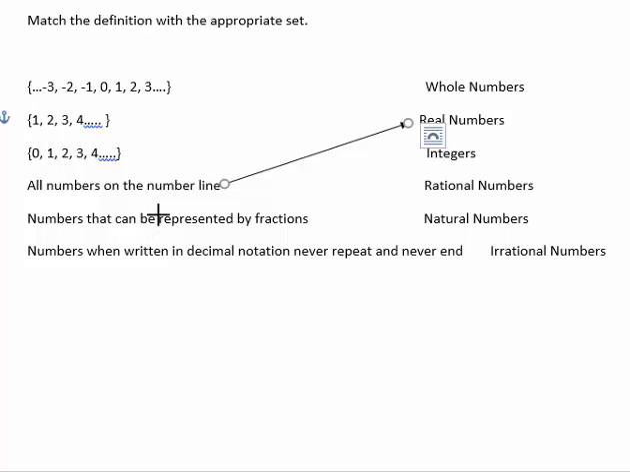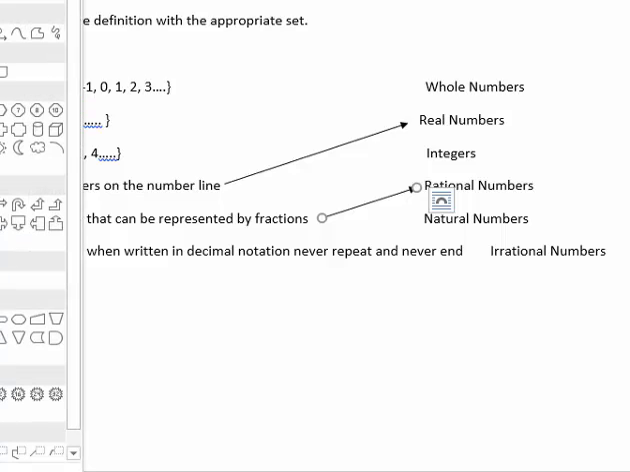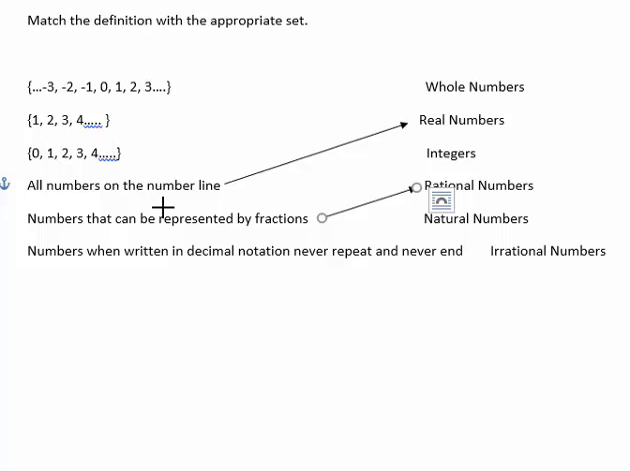The real numbers are broken into two further sets. One is rational numbers, which for now we'll just say are numbers that can be written as fractions. They can be represented as a fraction, like 1/3. And then there's the irrational numbers. These are numbers that cannot be written as fractions.